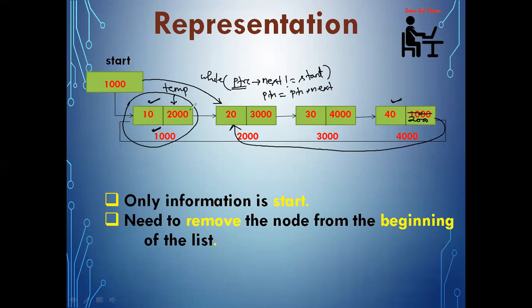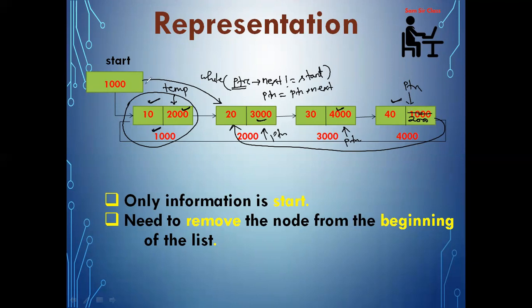So ptr first will check: ptr next is not equal to 1000, true. Ptr will come here. Ptr next is not equal to 1000, true. It will come here. Ptr next is not equal to 1000, true. Come here. Ptr next is not equal to 1000, false, because the last node's next part is keeping the address of first, that is 1000.